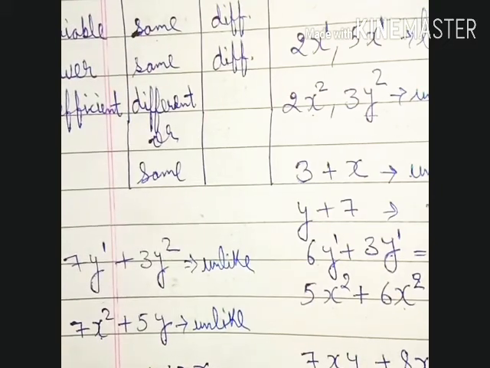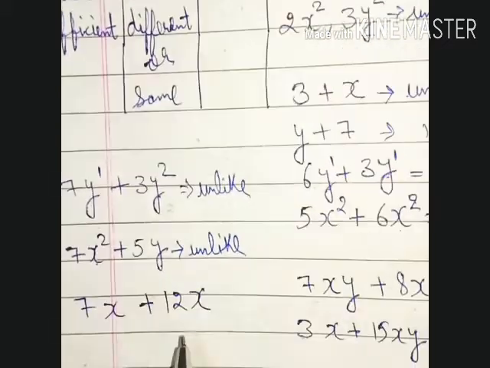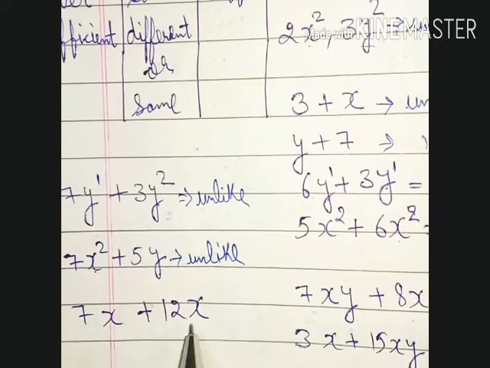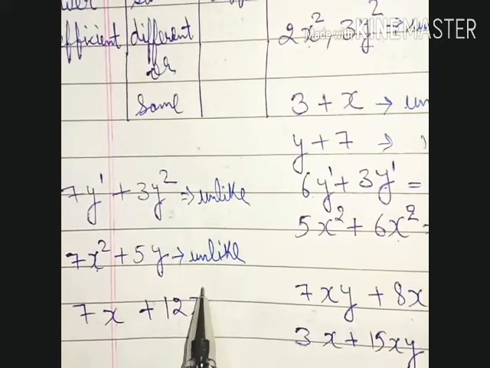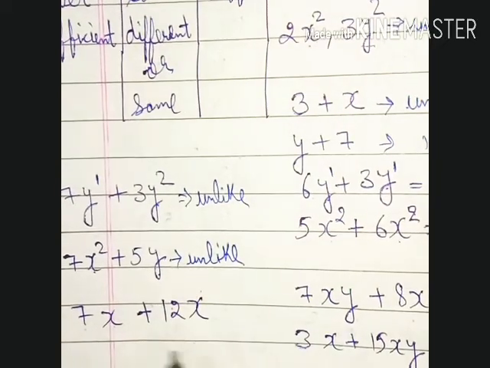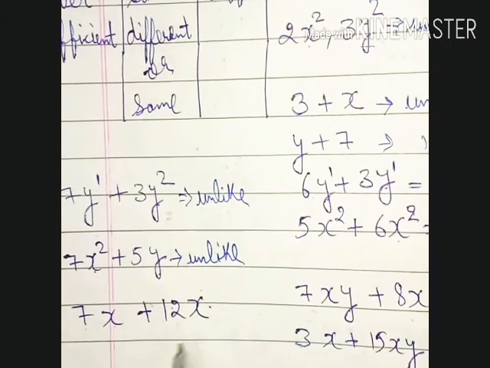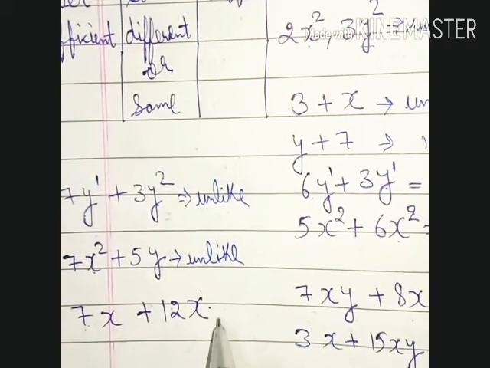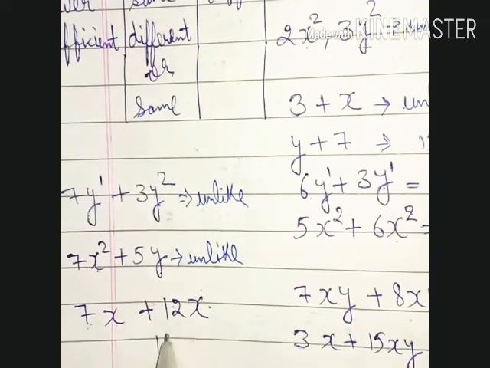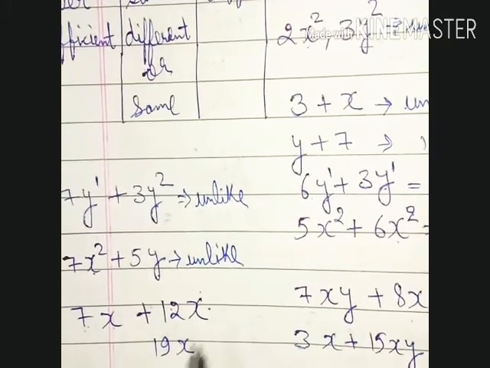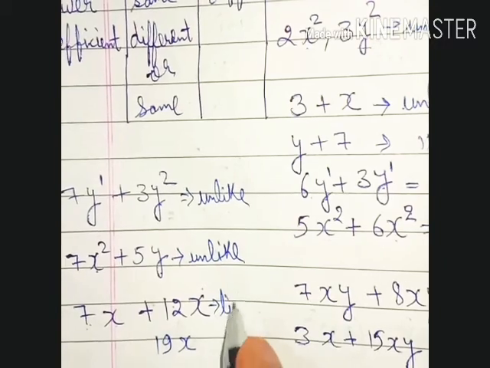Now the next example, 7x and 12x. As the variable is x, the power is 1, and the coefficients are different, no problem. So these are like terms and the addition will be 7 plus 12, it will become 19x, and the terms are like.